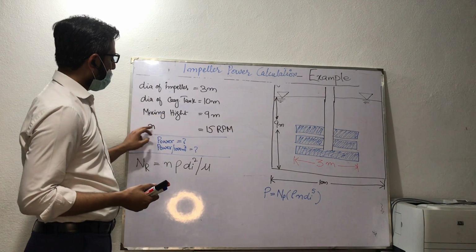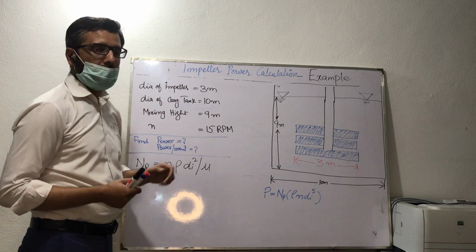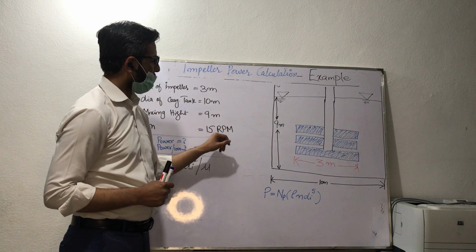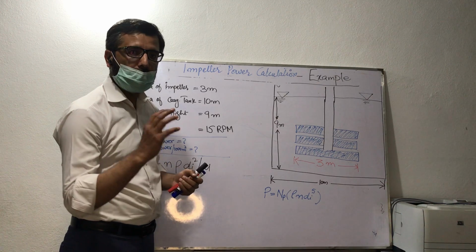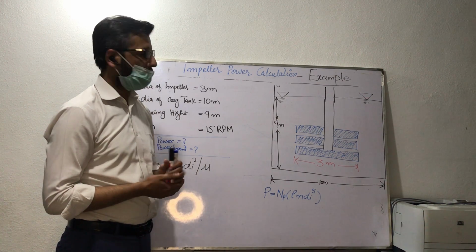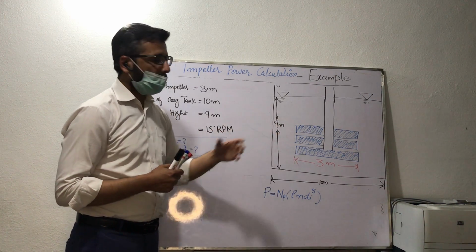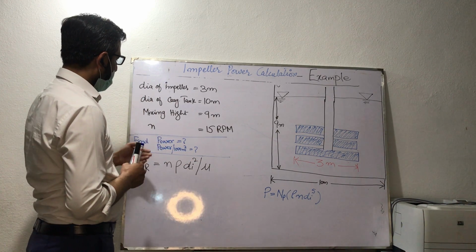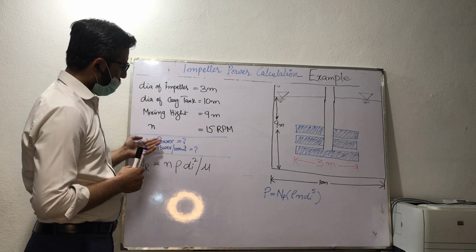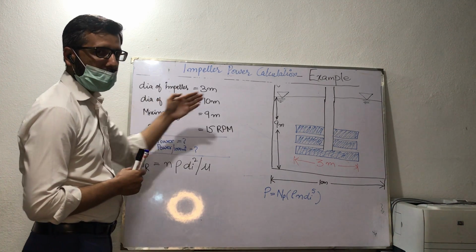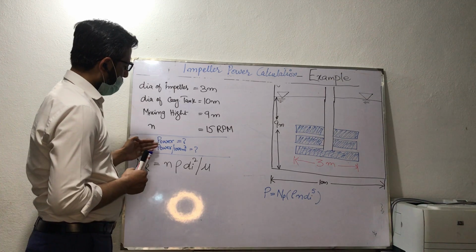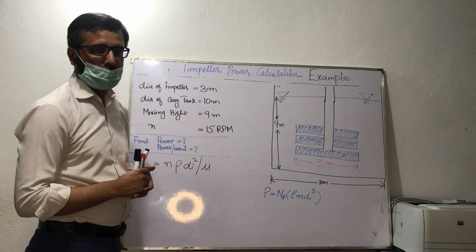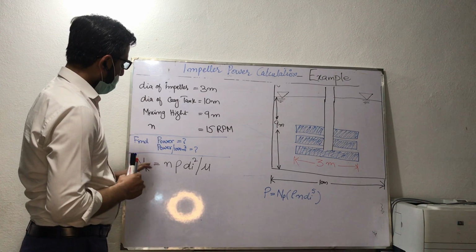Then we have another parameter which is given here, that is the RPM of this impeller. So it's 15 RPM, and we would be moving this impeller at this speed. If we want to calculate the power, we have to calculate two things: the power requirement for this impeller and the power imparted per 1000 cubic meter of volume. So first of all, we have to calculate the power.